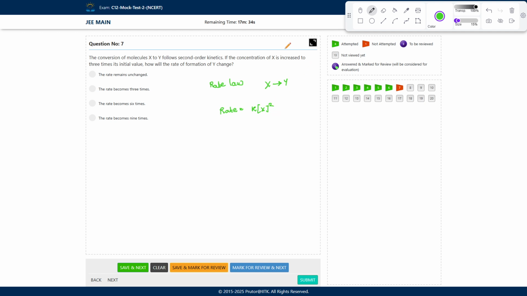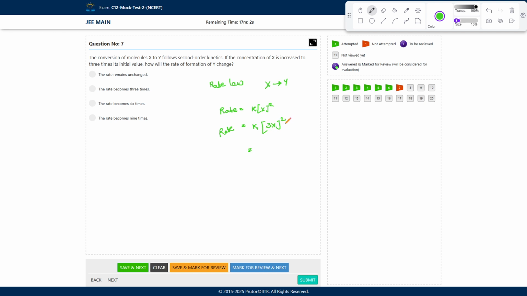Now we are saying that the concentration of X is increased to 3 times. So rate will become k of (3X) whole squared, right? Concentration becoming 3 times means X becomes 3X. 1 mole becomes 3 moles, right? So 3 multiplied by X, and the remaining things will be the same because it is still a second order reaction. So whole squared. Now if you take this 3 outside, 3 to the power 2, because both will have the power 2.